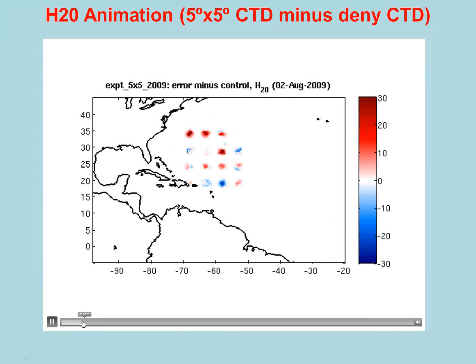Let me backtrack here and stop this. I'll proceed systematically through this. Okay, at the first time after the first daily assimilation cycle, this is the correction you see. Basically, this is the difference between the experiment that assimilated 5 degree resolution CTDs and those that did not assimilate CTDs.